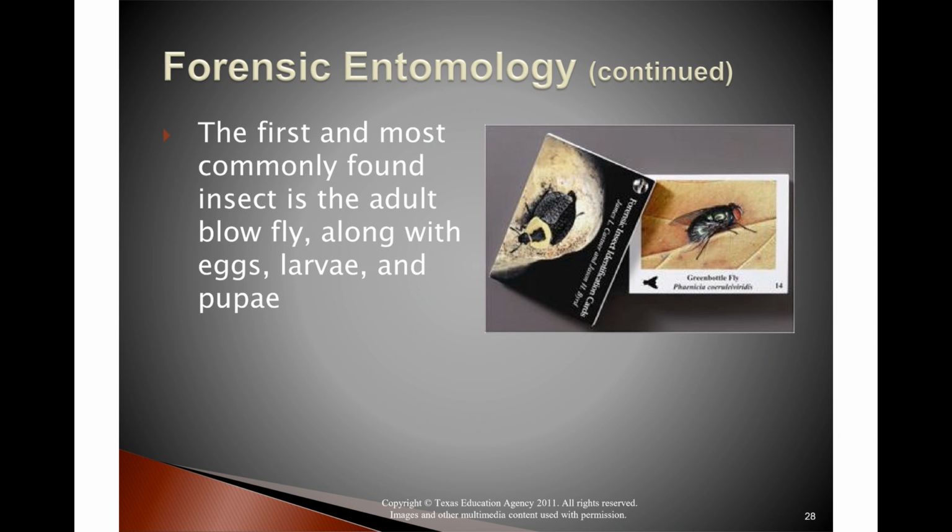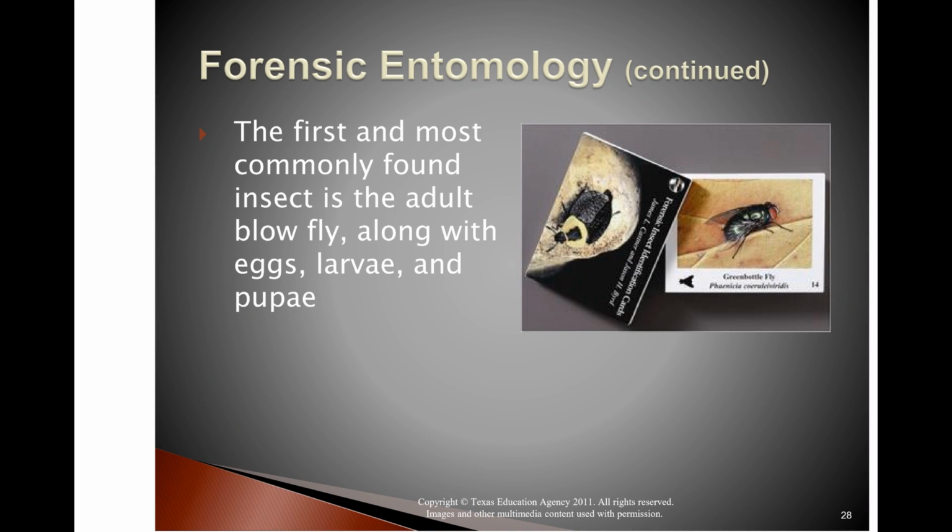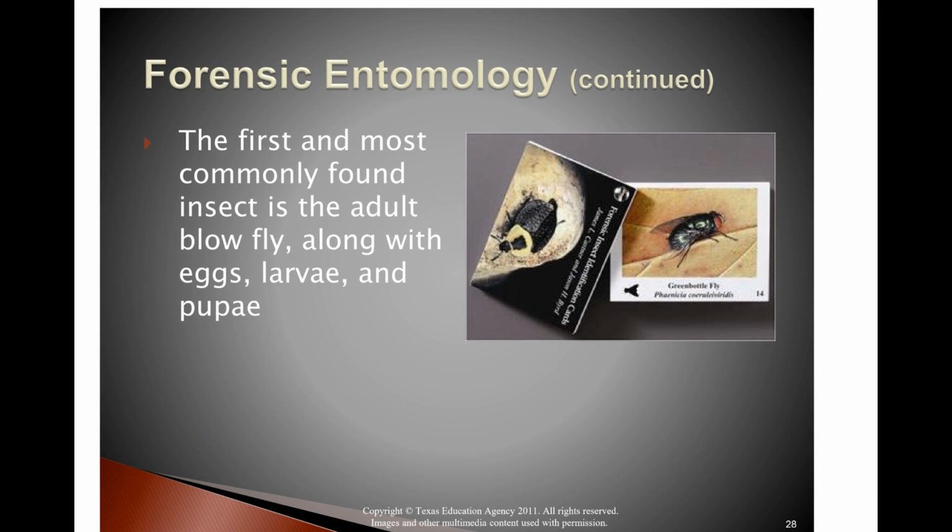So the first and most common insect that's going to be found on a corpse is the adult blowfly. And this is what they look like. They have a very pretty emerald or bottle green color, and they're iridescent. So they look beautiful, but kind of gruesome.